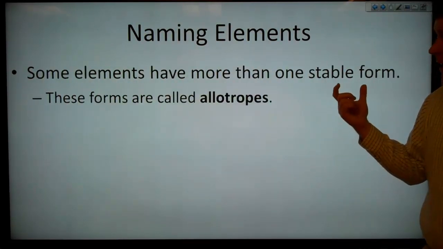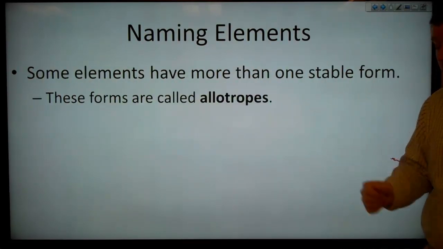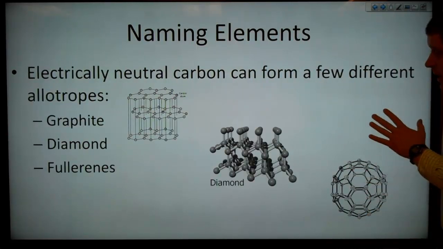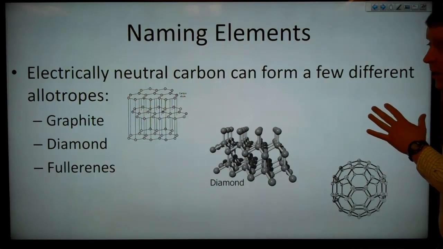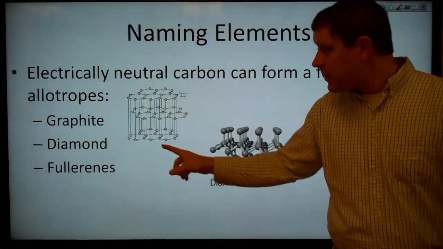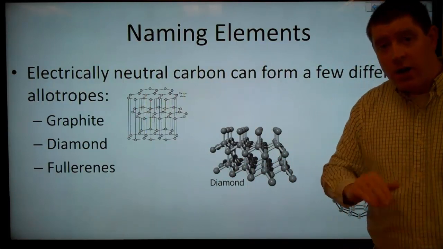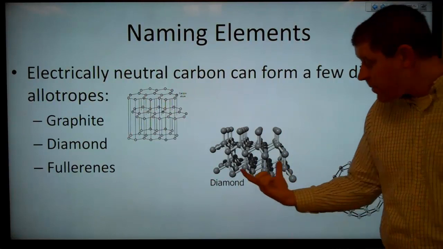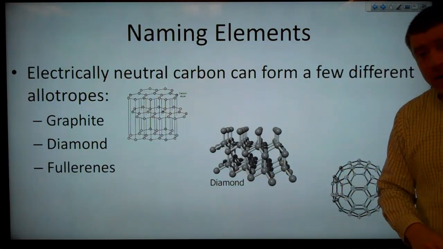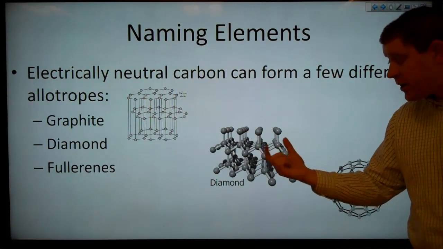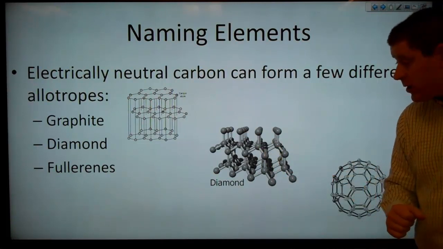Some elements have more than one stable form, and these forms are called allotropes. For example, electrically neutral carbon can form a few different allotropes: graphite, diamond, and fullerenes. Graphite's structure looks something like this, where we have planar sheets of carbon atoms bonded together in hexagonal rings. Diamond looks like this, where each carbon atom has 4 bonds to its neighbors. They're in a tetrahedral geometry, which is sort of a pyramidal shape.